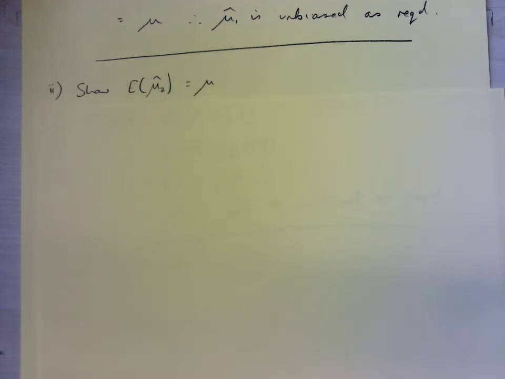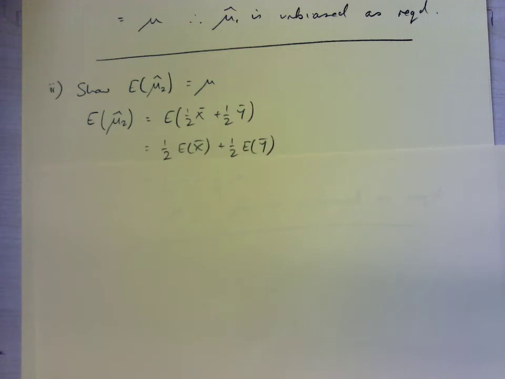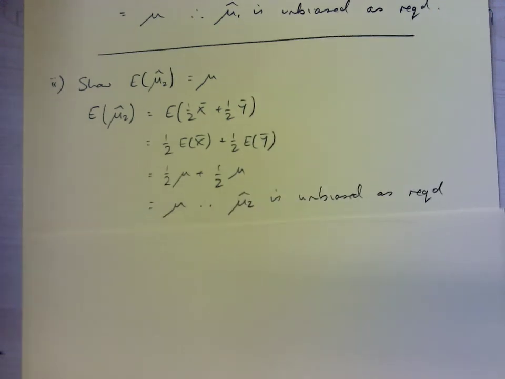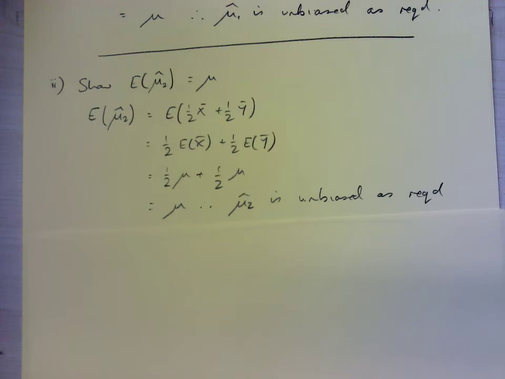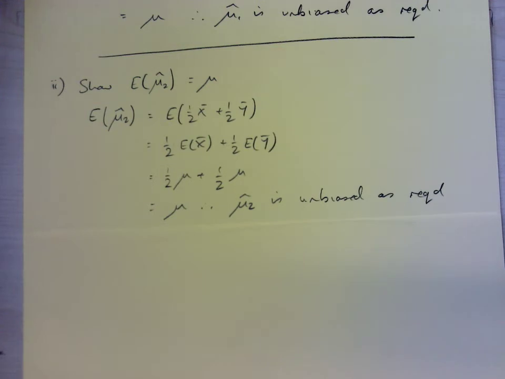Part 2, the same thing again, but this time for mu2 hat. Same steps: substitute it in, break it apart, substitute what you've already said, and again we find out that it's equal to mu, so that mu2 hat is also unbiased as required. So that's part A done.